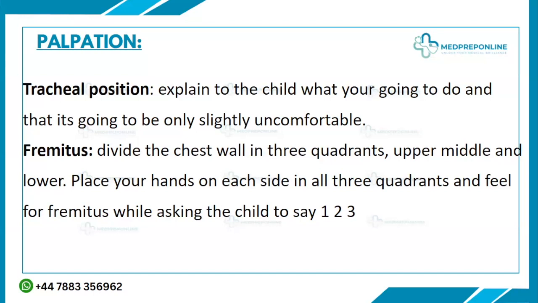Then you go for the tactile fremitus. As I said, you've already divided the chest into 3 quadrants. So you will place your palms on each quadrant anteriorly, both sides simultaneously. Ask the child to say 1, 2, 3. See if you feel the vibration equally on both sides. This may not be very conclusive in your examination, but it's an important step that you need to do. The more conclusive steps are percussion and auscultation, of course.